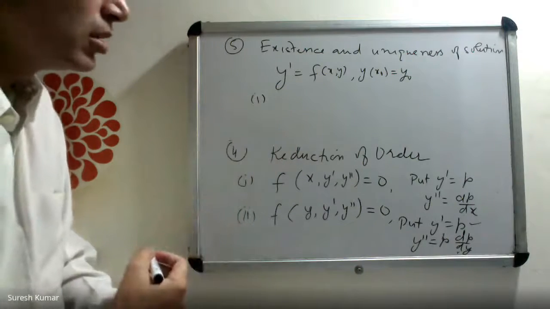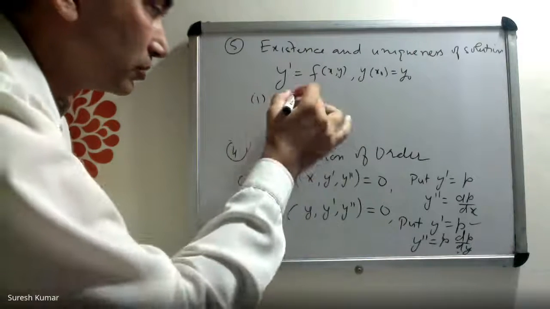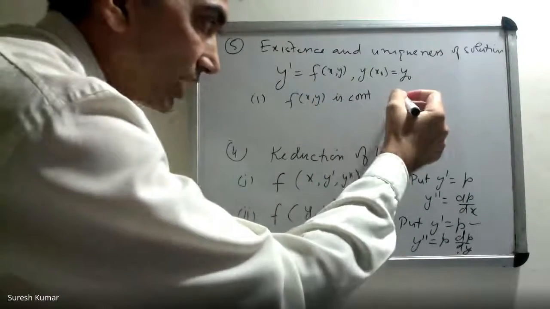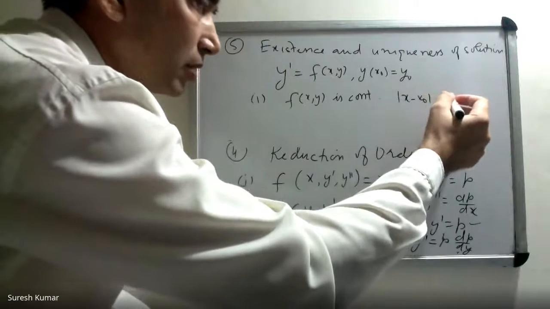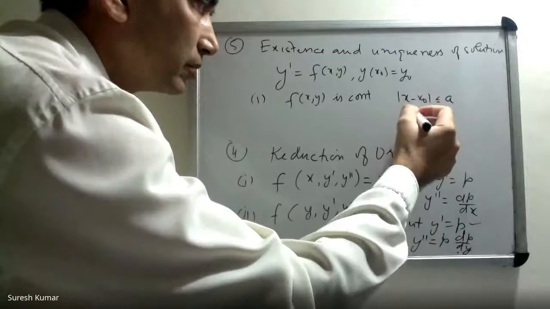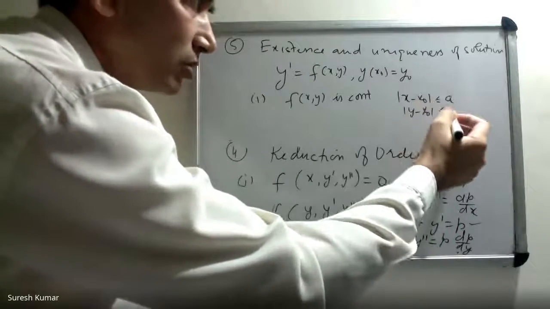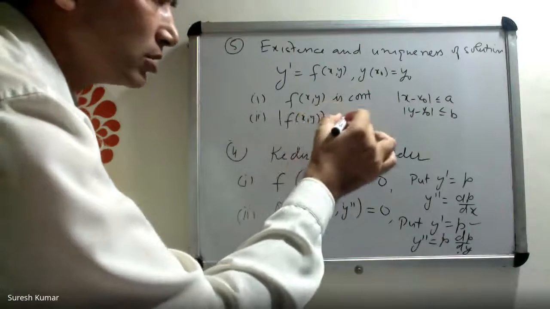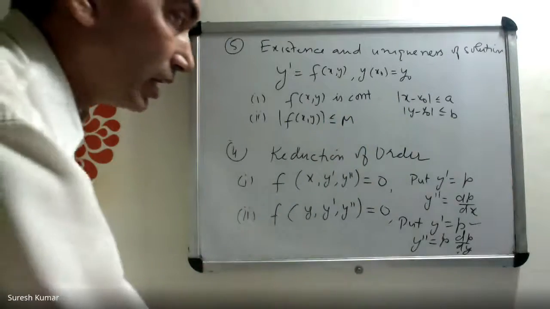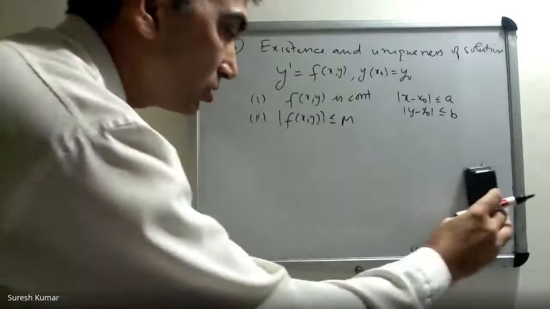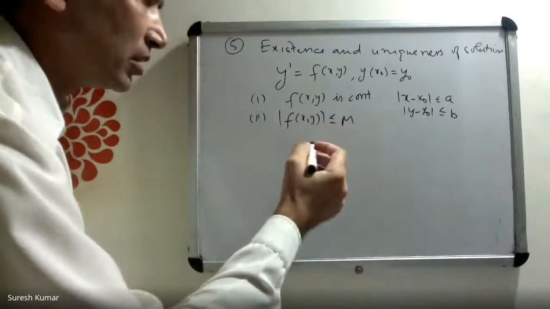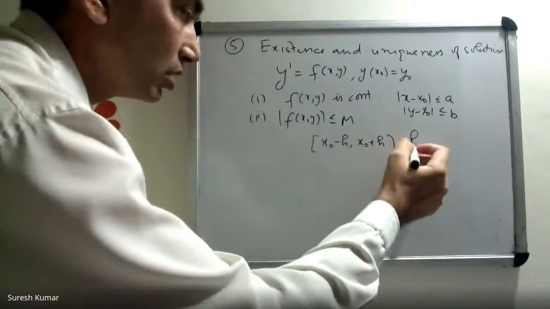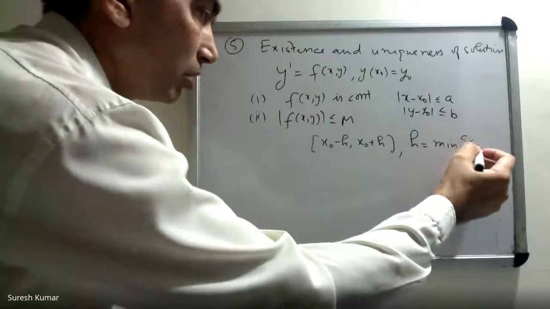So what does the theorem say about the existence of the solution? If f(x, y) is continuous in a closed rectangular region carrying the point (x naught, y naught), and suppose f(x, y) is also bounded in this rectangular region, bounded by M, then this initial value problem has a solution, and the solution exists in the interval x naught minus h to x naught plus h, where h is the minimum of a, b by M.